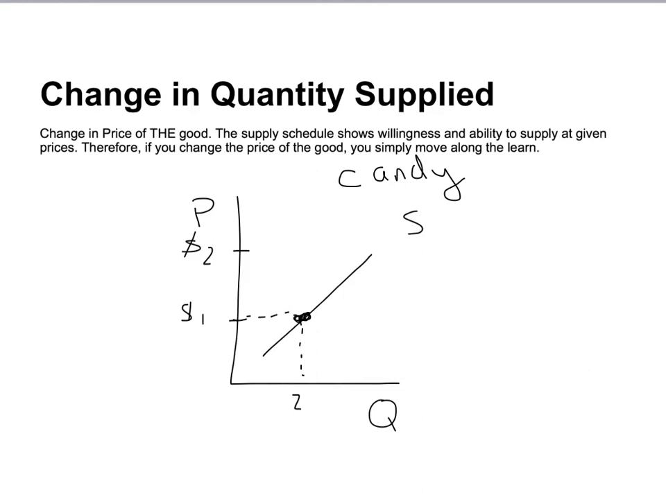So if we raise the price of candy from $1 to $2, we would represent that on the graph using 2 dots and a movement along the curve, not a creation of a new curve. So when we change the price of the good, in this case it's the market for candy, we change the price of candy from $1 to $2, we don't change supply, we change quantity supplied.